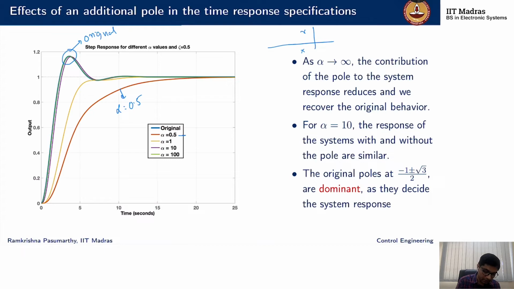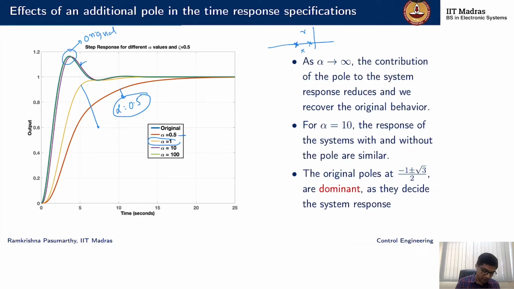Which means that my closed loop pole, or my additional pole, is somewhere close to the original poles. Alpha equal to 0.5, you see a lot of change in the response. Alpha equal to 10, which is again this purple line here. Okay, alpha equal to 0.5, you see a different response. Alpha equal to 1, I see a much different response. Of course, the system which earlier had an overshoot is now behaving like an overdamped system.